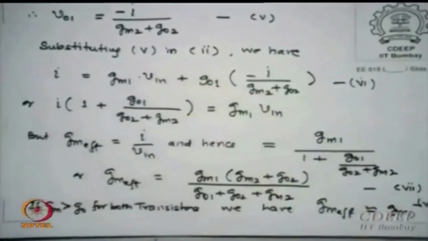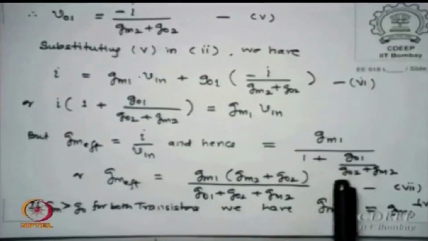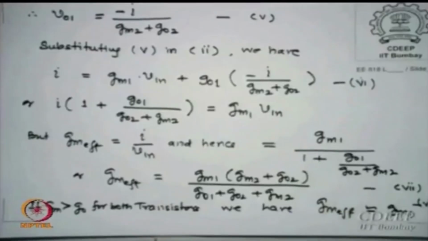For this condition we already said VO2 is 0, we have already assumed, and for that we have solved. So GM effective is GM1 upon 1 plus GO1 upon GO2 plus GM2. If I connect the terms properly, I will get GM effective is GM1 times GM2 plus GO2 upon GO1 plus GO2 plus GM2. Is that okay?